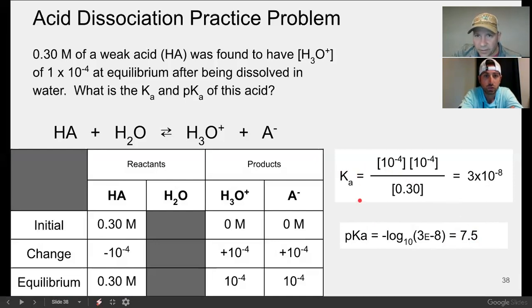The next one is exactly the same. Do you have anything to say about that before we move on? No. All right. The next one's exactly the same, except instead of giving us the H3O plus at equilibrium, they're going to tell us what the pH is at equilibrium.